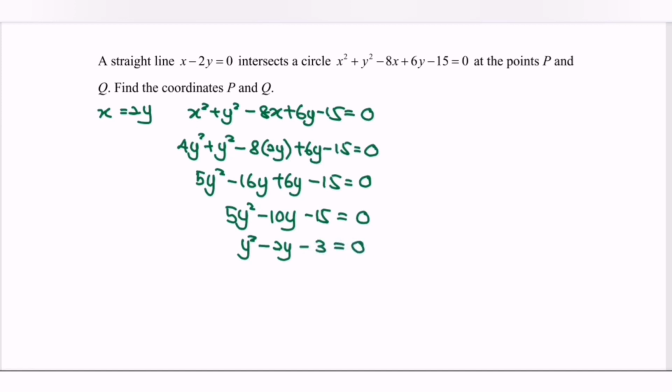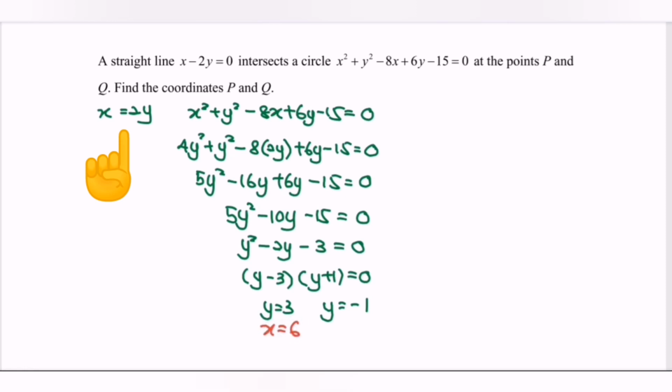Next, factorize the situation. (y - 3) multiplied with (y + 1) = 0. So y is equal to 3, y equals -1. Kindly substitute the situation into x = 2y. And we will have x equal to 6 and x equal to -2. So kindly state the situation where we have the points (6, 3) and (-2, -1). So we can name them as P and Q or vice versa.